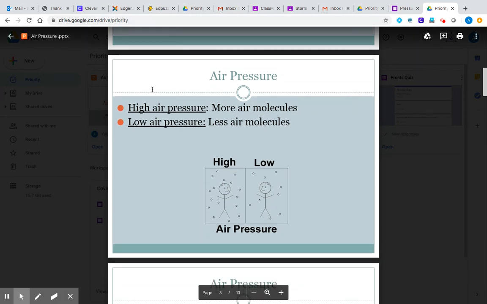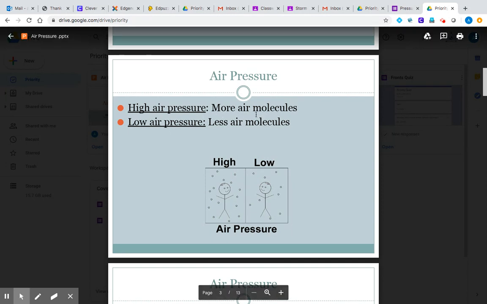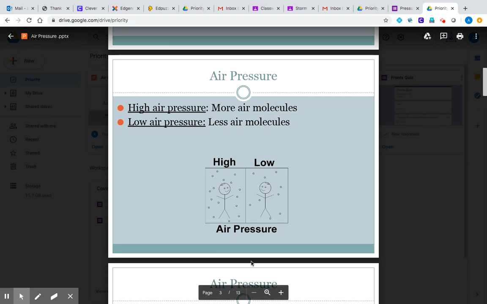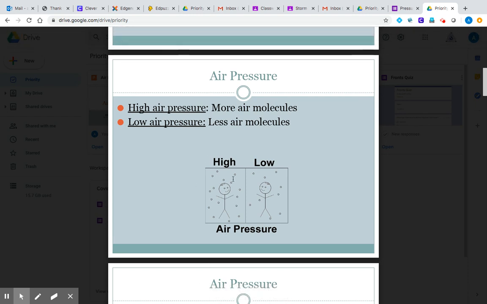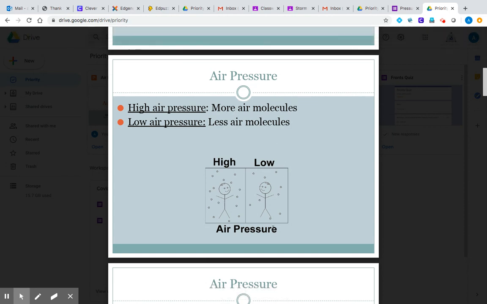So, what air pressure is, is just the amount of molecules in the atmosphere. If we have high air pressure, there are more air molecules floating around. If there's a low air pressure, there's less air molecules floating around. So if we take a look at the little box on the left with this little guy standing here, he's going through high air pressure because there's a lot more little gas or air molecules floating around him. A low pressure situation is when there's way less gas molecules floating around.